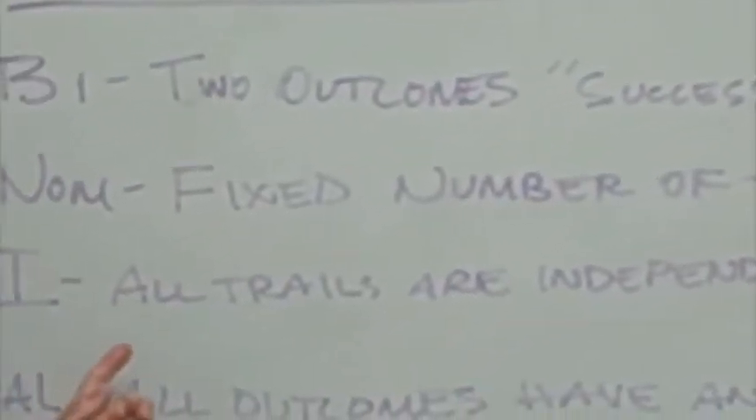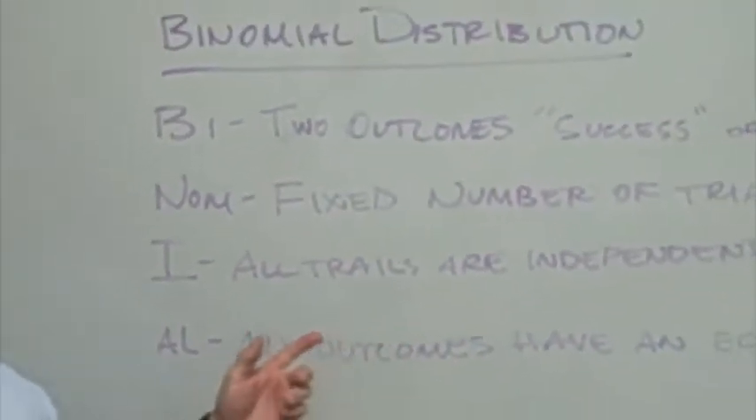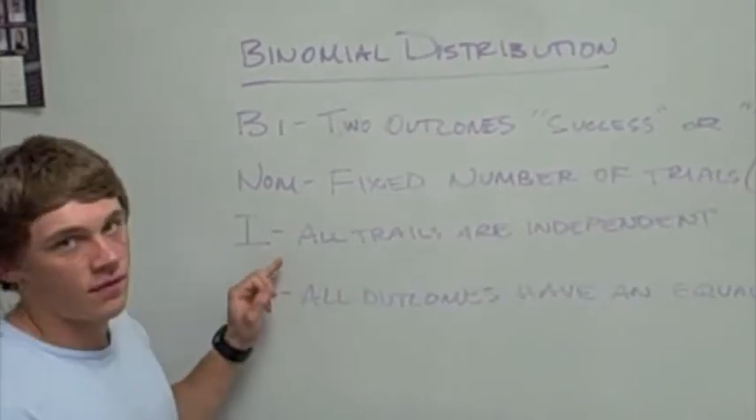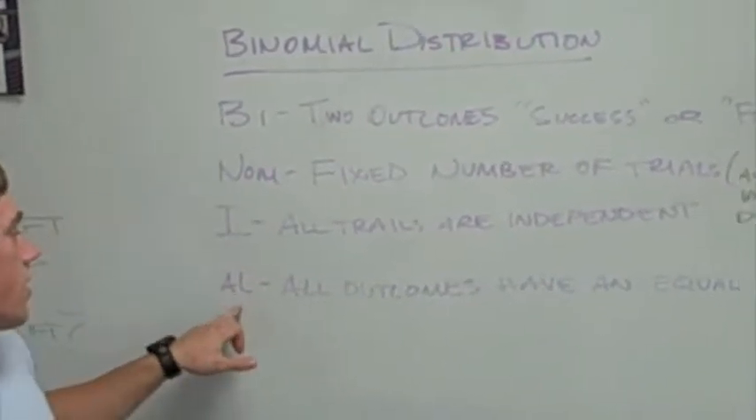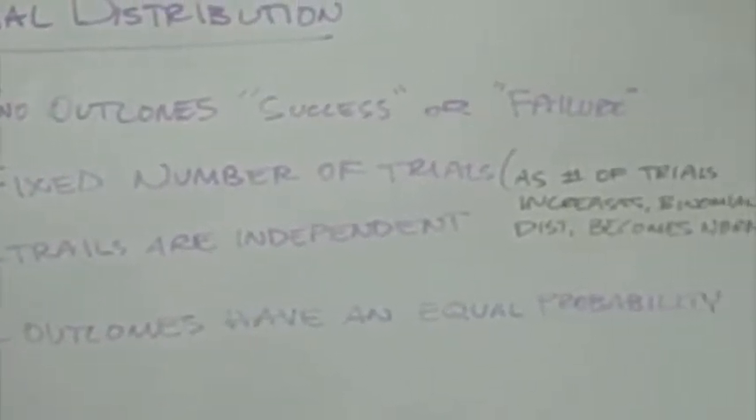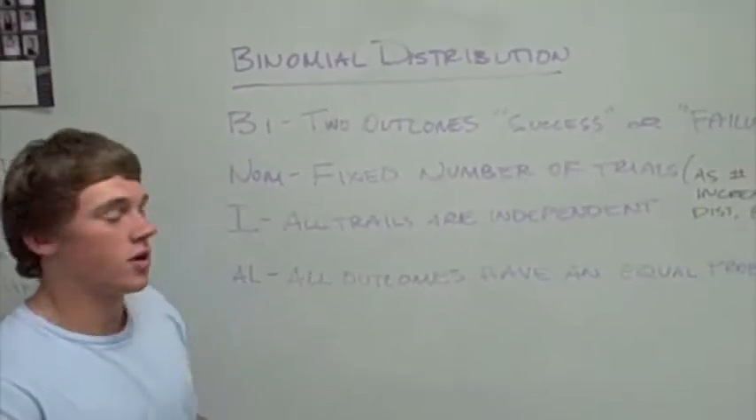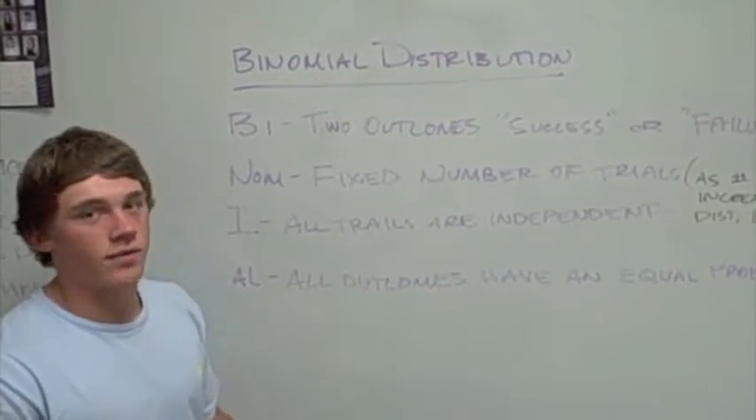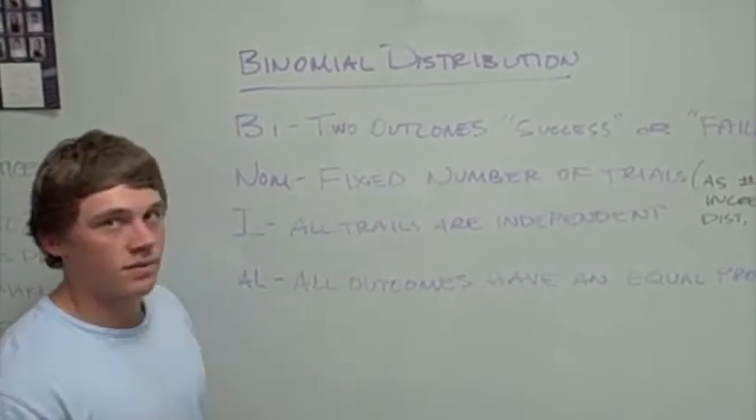The I stands for all trials are independent, so you have to make sure that they all fall into the independence clause. And then the last part stands for all outcomes have the same probability. So say you have a deck of cards, if you take one out, you have to replace it rather than keeping it out of the deck.